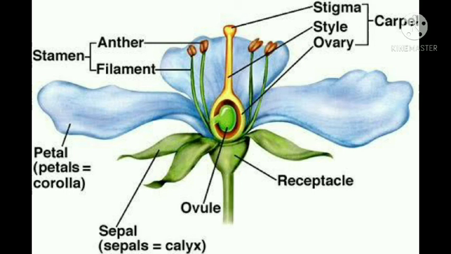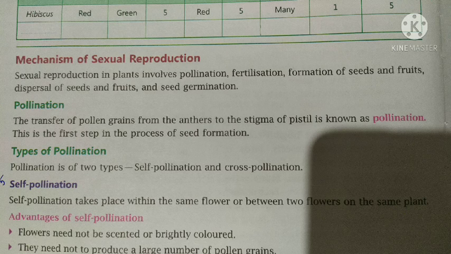Then my dear students, let us know about the female reproductive whorl of the flower, that is gynoecium, also known as carpel or pistil, and it consists of three parts, that is stigma, style and ovary. And inside the ovary you can see the ovule is present, and the female gamete or egg is formed inside the ovule. So this is about the structure of flower.